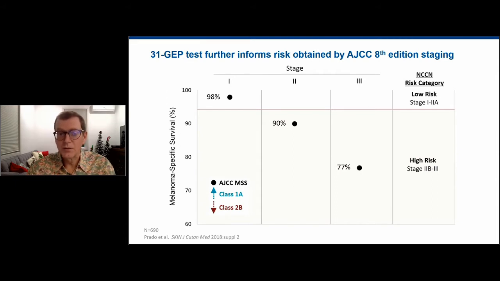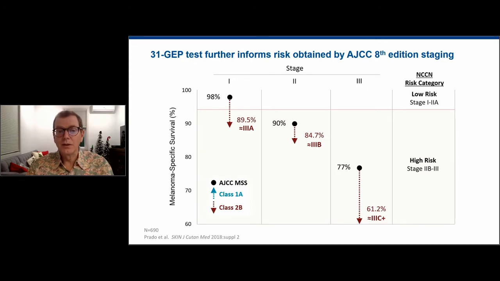We already showed in those previous circle figures that there are certainly patients with thin melanomas that will go on to have bad outcomes. Well, so let's take the worst case scenario first. So if you look at gene expression profiling and you look at the patients in each of these stages that have a class 2B genetic signature, and you look at the stage 1 patients, their gene expression profiling is concerning, and their melanoma specific survival echoes that. It is down to 89.5%, and that has actually crossed the threshold from what NCCN tells us is low risk to a mortality that is essentially high risk.